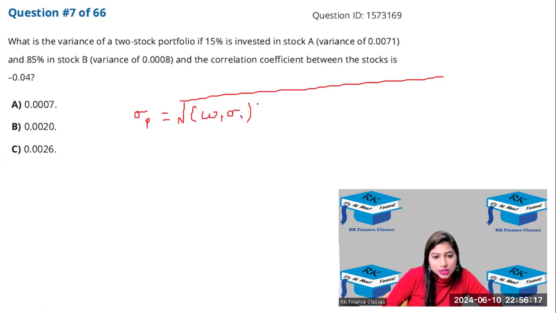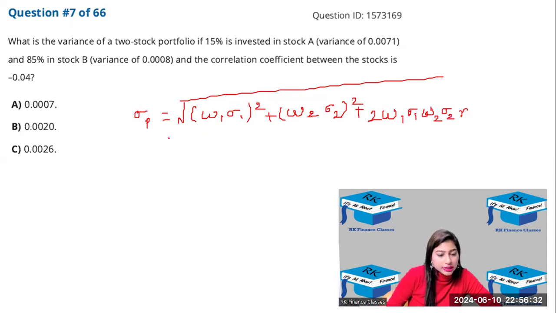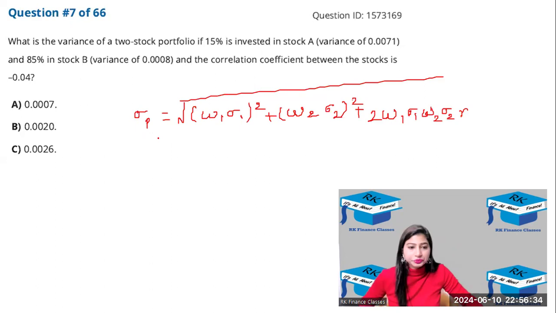W1 sigma 1 whole square plus W2 sigma 2 whole square plus 2W1 sigma 1 W2 sigma 2 R. Let's see data क्या क्या दिया है. First let's calculate the standard deviation.